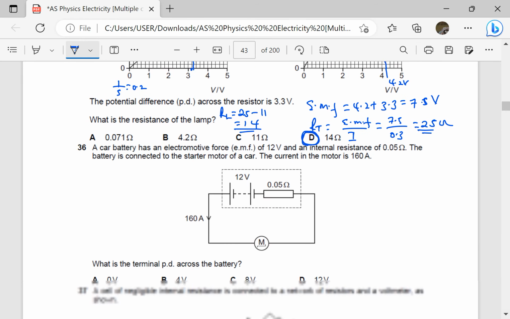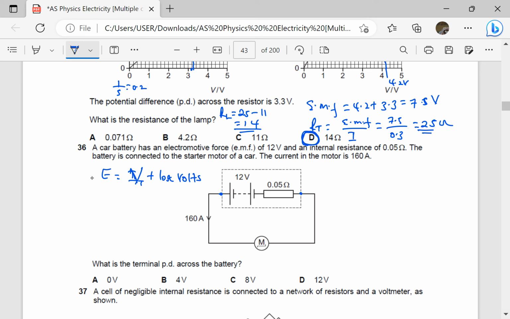A car battery has EMF 12 volts and an internal resistance 0.05 ohms. The battery is connected to the starter motor of a car. The current in the motor is 160 amperes. What is the terminal PD across the battery? So we know that EMF is equal to the terminal PD, I'll use capital V T for terminal PD, plus the lost volts.